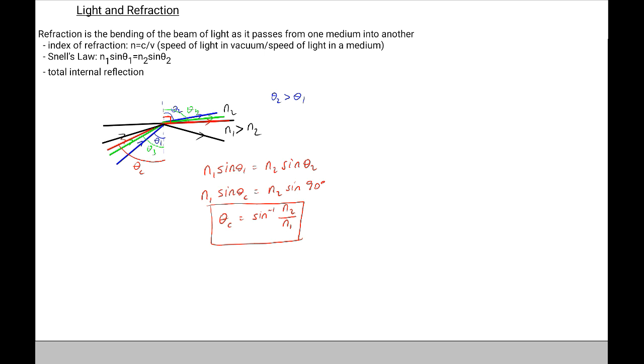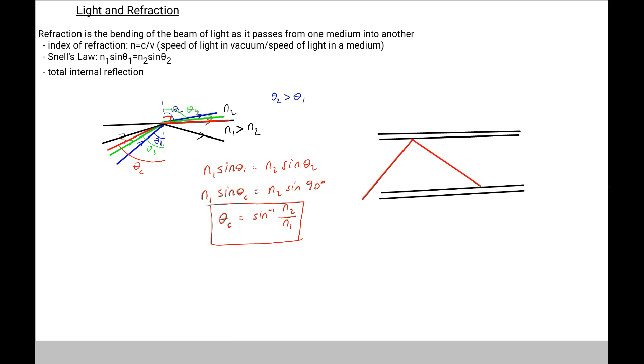Now, fiber optic cables are cables in which total internal reflection takes place. So they look like this. They have a little coating-like thing on the outside. It's called cladding. And when a beam of light comes in, it will reflect back and forth in here until it can exit the fiber optic cable.